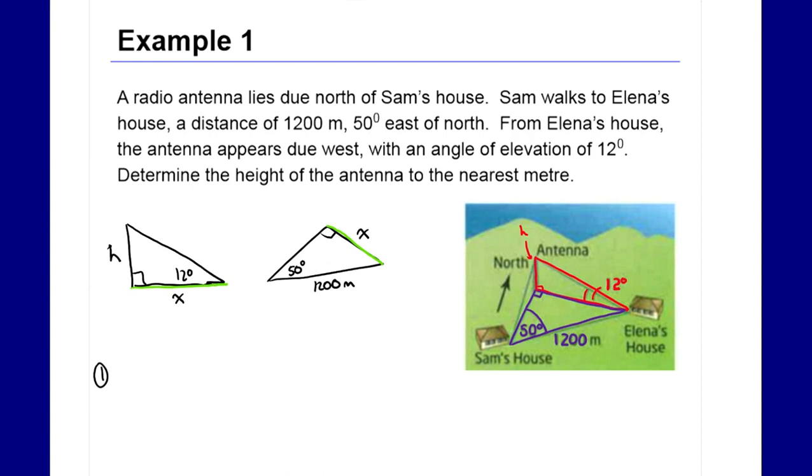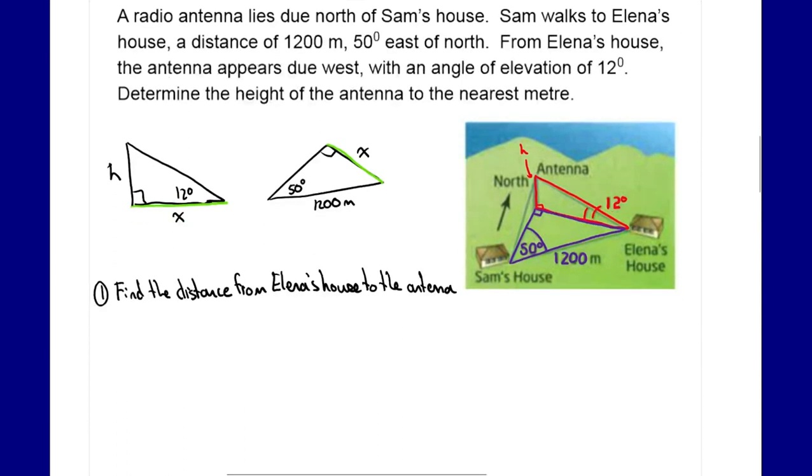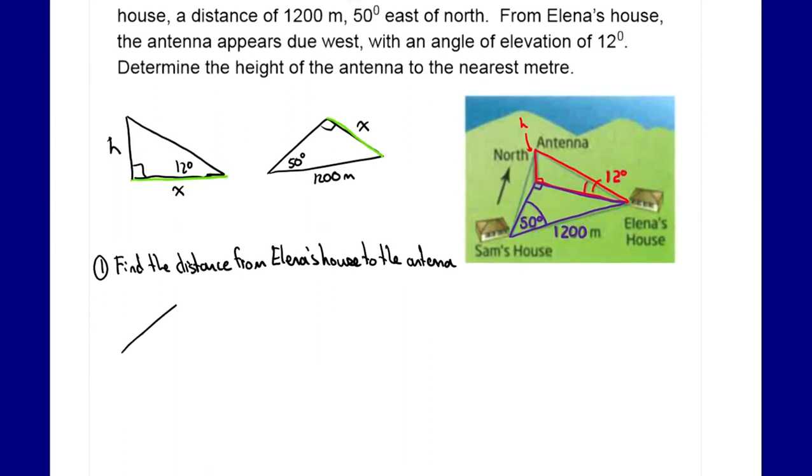So the first thing we're going to do, our step one, we want to find the distance from Elena's house to the antenna. So I want to find that distance. That's that one missing piece that I'm going to look for. So I'm going to draw out that triangle again just so I have a reference as to what I'm looking for.